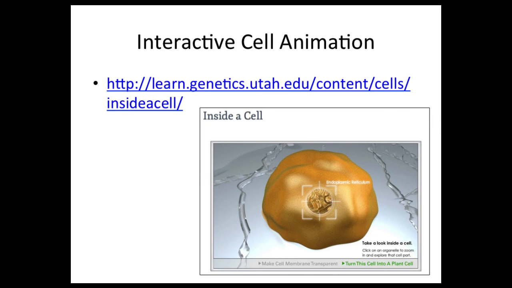I encourage you all to check out this interactive cell animation. By putting this link into your computer's browser, it's a very fun tutorial that shows you all the parts of a three-dimensional cell.